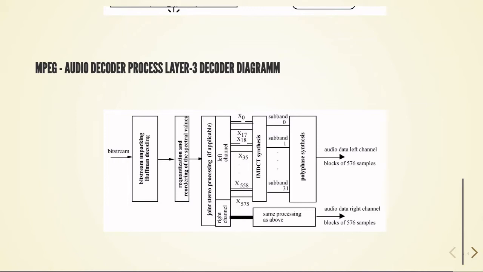And here we can see that we have our bit stream, then we have the bit stream unpacking, Huffman decoding, requantization and reordering of the spectral values, stereo processing, then we have the inverse MDCT and polyphase synthesis, and then we have our decoded audio. So if you're interested, you can find the MPEG standard and specifications, and there will be a detailed description of all the building blocks of an MPEG audio layer 3 decoder.